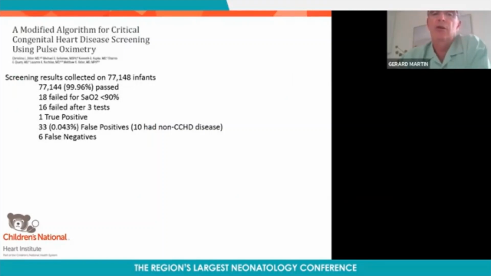This is data that helped us eliminate the second rescreen. This is from Matt Oster, and it's babies born in the metropolitan Atlanta area. There were over 77,000. 99% passed their pulse oximetry screen. 18 failed right away for pulse oximetry less than 90%, and 16 failed after 3 tests. That's 34 total failures.